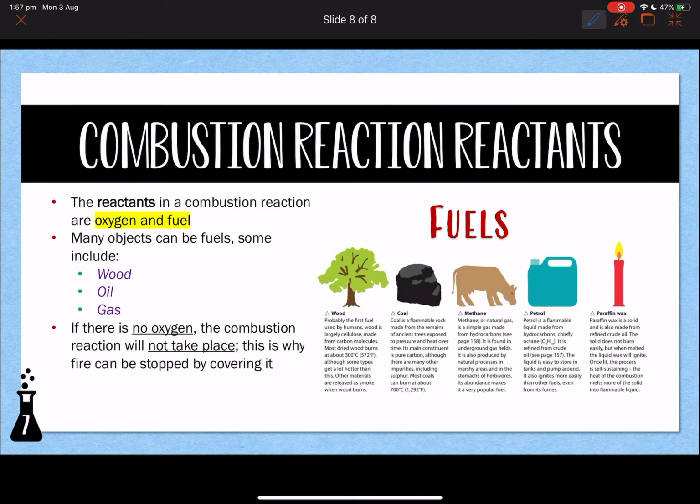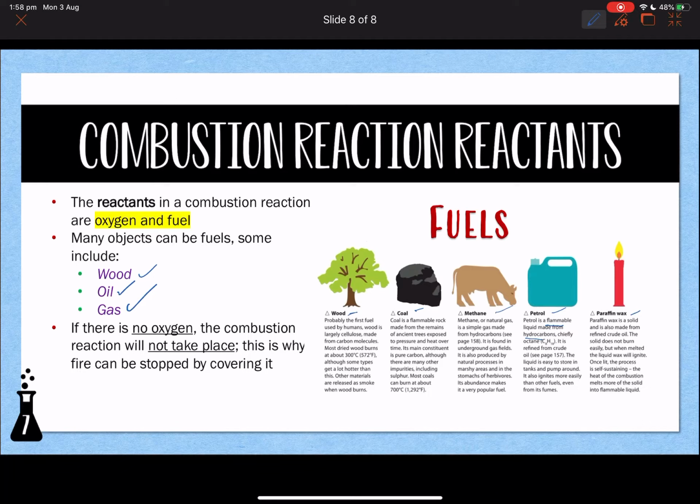Now, I just briefly wanted to mention what fuels could be. Many objects can be fuels, and some common ones you might have heard of are wood, gas, and oil, okay? And I've got some details about different types of fuels here. You've got wood, and we usually use wood for fires, okay? You've got coal, methane, petrol, and paraffin wax. You might have seen somebody put petrol onto a fire, and the fire goes really big, okay? It's very flammable, okay? And this is used as fuel for a fire.